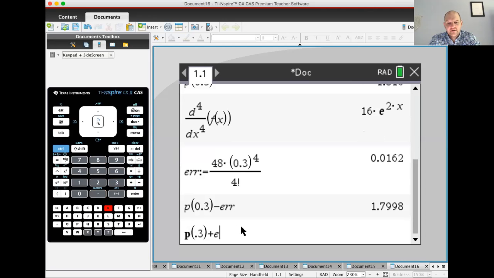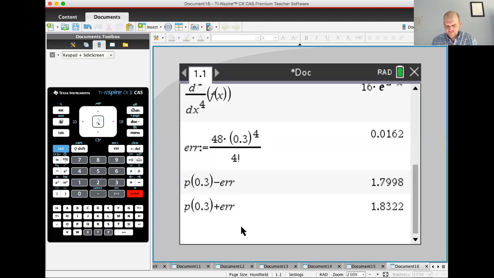And then if I do P of 0.3 minus the error, and P of 0.3 plus the error, you should actually just paste this down. This is a really small interval. I'm going to go 4 decimals so that I don't just round this to 1.8. So 0.7998 less than or equal to f of 0.3 less than or equal to 1.83.